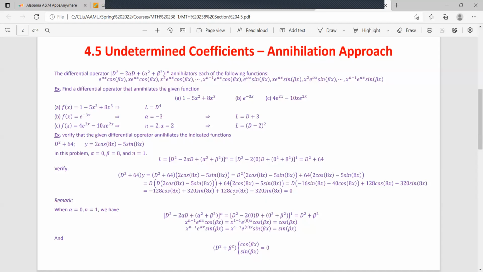You can see all the terms cancel. Okay, so you get 0. So it does work. We've checked that this differential operator annihilates the function.